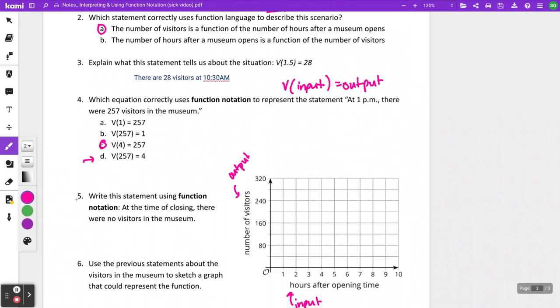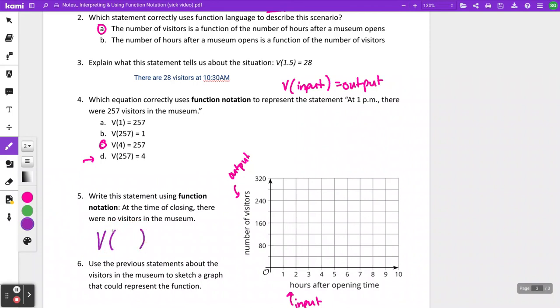There's 2 more left. 5 is similar to 4, except now it's not a multiple choice. In 5, we're trying to write this statement using function notation. The statement is, at the time of closing, there were no visitors in the museum. I know function notation is going to start with the name of the function. And then in parentheses is going to be our input.